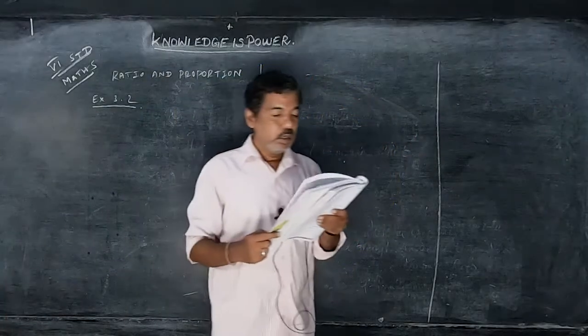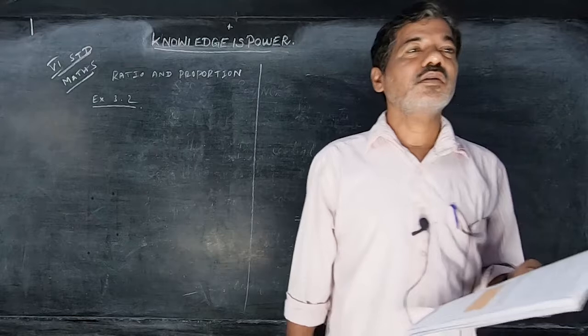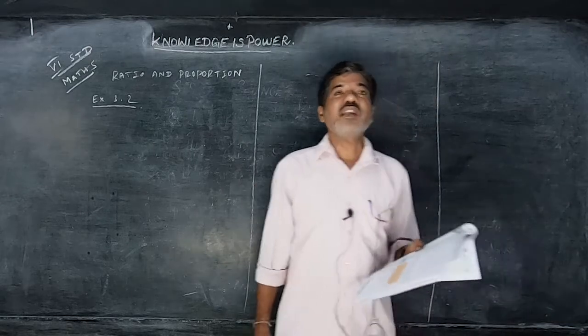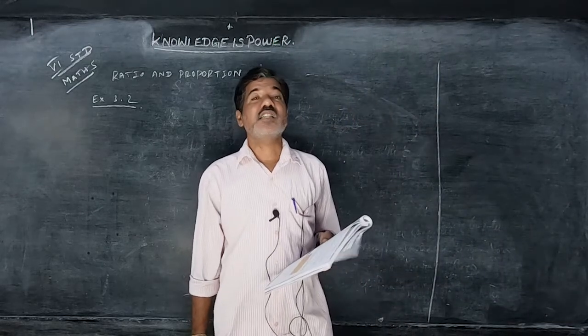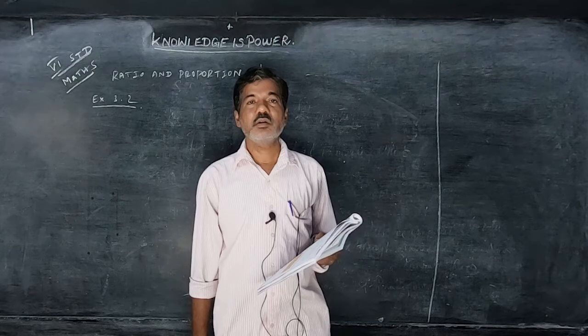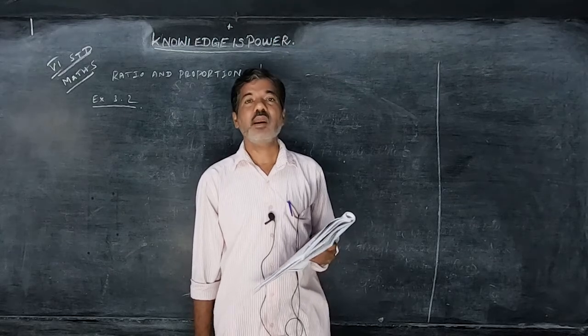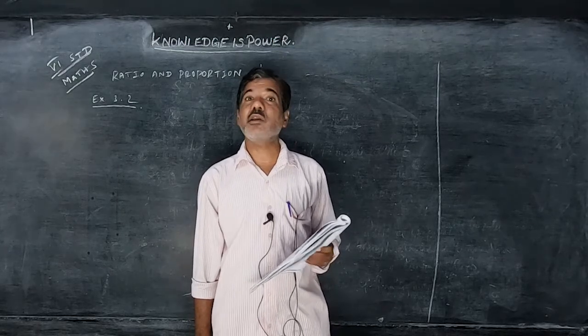So welcome to all. Now I am going to take 600 max. In the previous class I started the ratio and proportion, chapter number 3, and I also finished exercise 3.1.